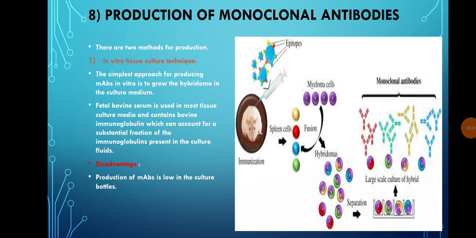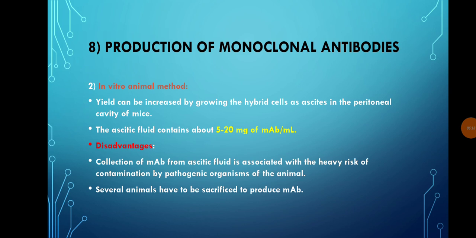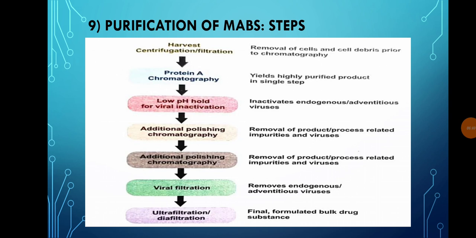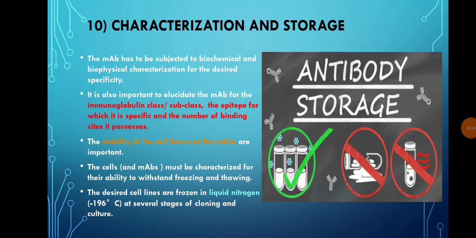In vitro tissue culture technique, where we culture the cells in a laboratory. The disadvantage is that the production of monoclonal antibodies is low in the culture bottles. Then the second method is the in vivo animal method. Here yield can be increased by growing the hybrid cells as ascites in the peritoneal cavity of mice. Disadvantages are that collection of monoclonal antibodies from ascitic fluid is associated with a heavy risk of contamination by pathogenic organisms of the animal. Purification of monoclonal antibodies is done using various methods such as harvest, centrifugation, filtration, protein A chromatography, low pH hold for viral inactivation, viral filtration, ultrafiltration, etc.